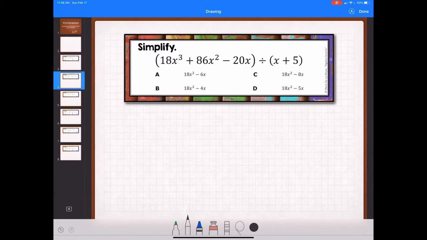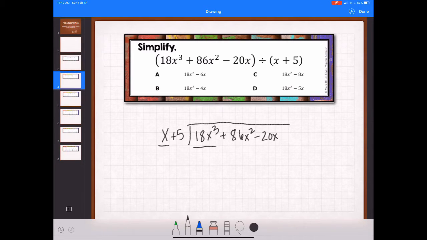All right, next problem. 18x cubed plus 86x squared minus 20x divided by x plus 5. So we ask ourselves, x times what gives us 18x cubed? x times 18x squared would give us that. So now we're going to multiply. 18x squared times x is 18x cubed. 18x squared times 5 is positive 90x squared.